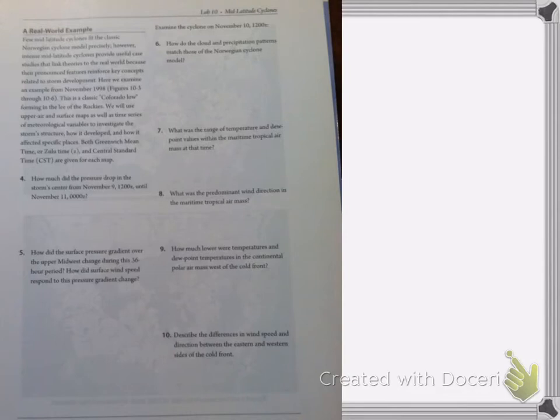So if I go to question 4 and fill it in, how did the pressure drop in the storm center? Well, it dropped from 1,000 millibars to, I forget what I said, was it 970 millibars? And once again, I'm writing with a big stylus, so you write nice and clean. But that would be my pressure drop from those dates. So I'm being literal on these questions.